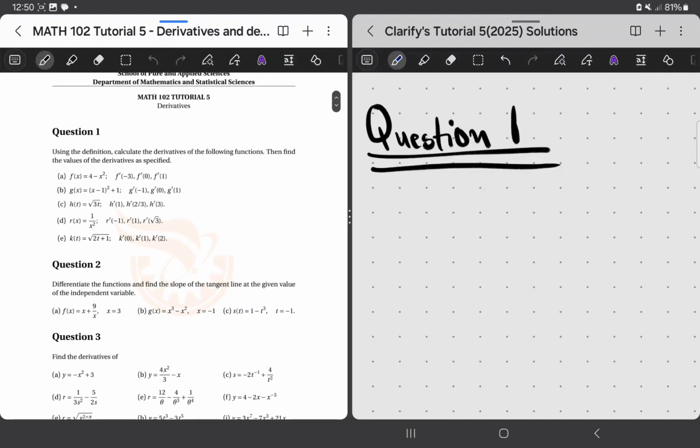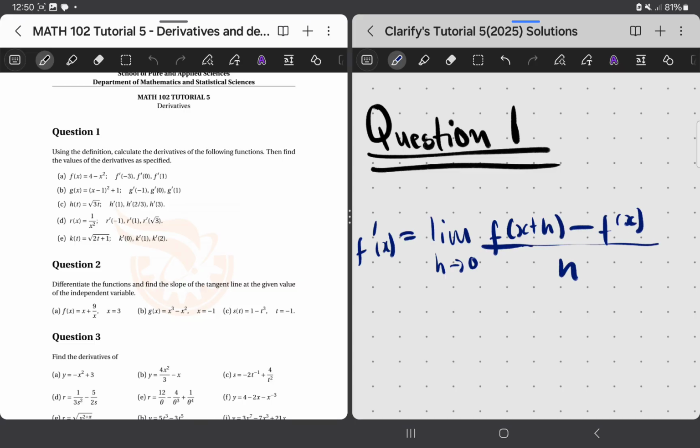So here's the first one. It says use the definition. So if they say use the definition, we have to write the definition. The definition says if you want to find m, which is the derivative, or we can just say f dash x, which is still m, it is the limit as h approaches 0 of f of x plus h minus f of x all over h.